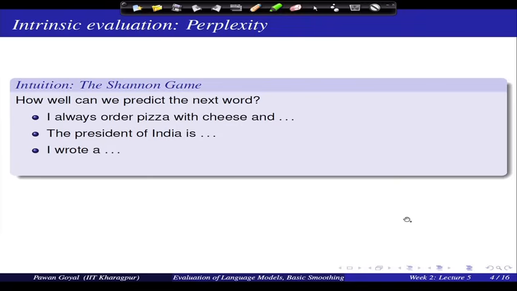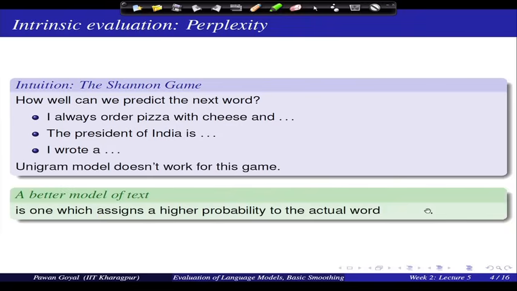Okay. So probably unigram models are not good for this task, but you can apply bigram models, the model which uses the previous word, trigram models that use the previous two words, and so on. So finally, among different language models, a better model is one that will assign a higher probability to the actual word. Okay. Now, what is the formal definition of perplexity?